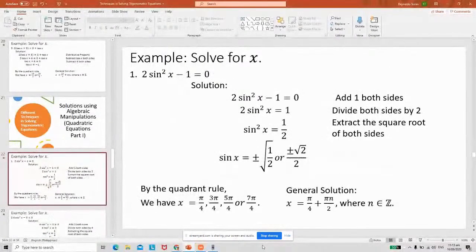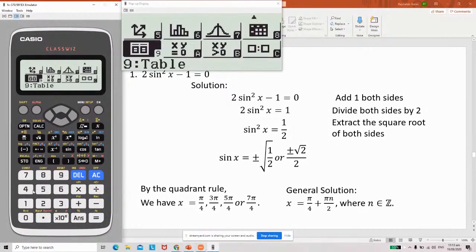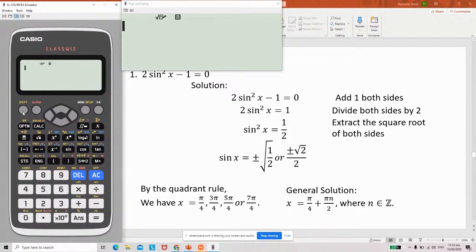Alright, if we're going to use our calculator, sige. No? Menu 1. Inverse sine ni negative square root of 1 half.